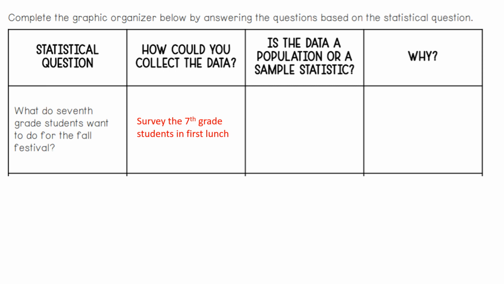So our first one is, what do 7th grade students want to do for Fall Festival? Collecting the data could be that we surveyed the 7th grade students in first lunch. That would be considered a sample statistic because not every student was asked.